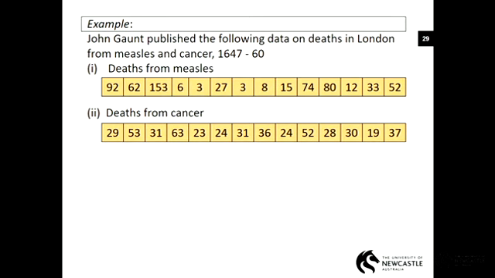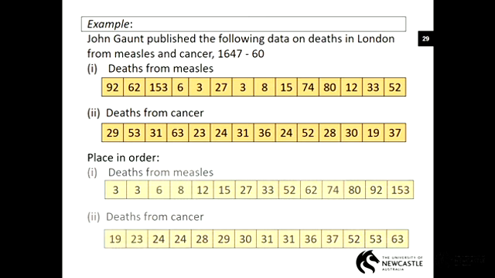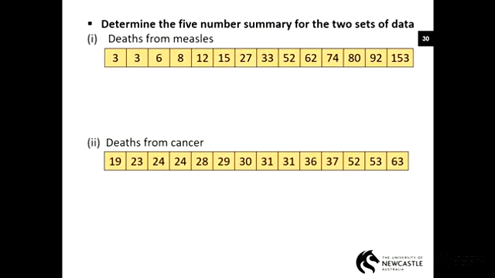Okay, this one just wraps it up. It's already written out in the book, so I won't go particularly slow with this, but it's deaths from measles and deaths from cancer. Some pretty olden day data. Deaths in London from measles and cancer. Actual data, 1647 to 1660. So first thing, I would place them all in order, because I want to work out Q1, Q2, Q3. Determine the 5-number summary for the sets of data.